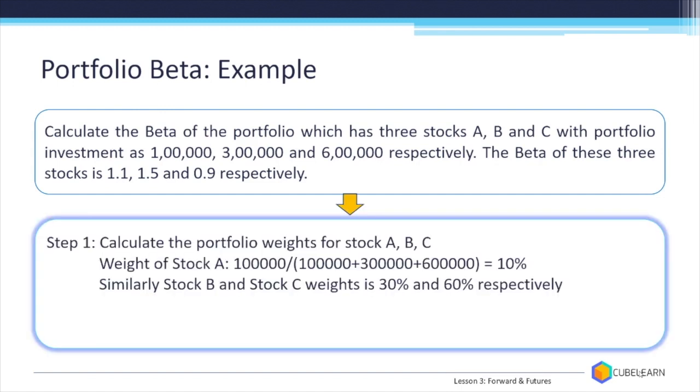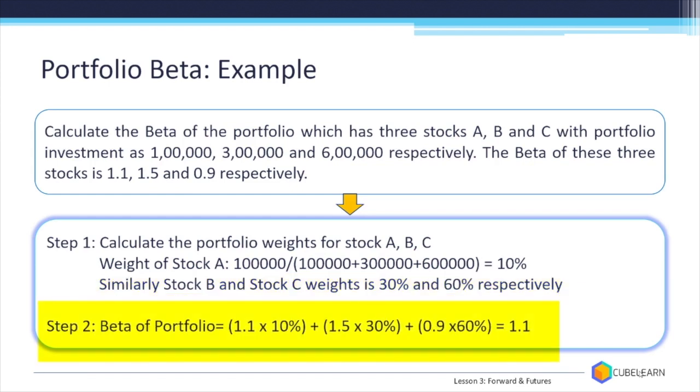We will calculate the portfolio weights for stocks A, B, C. The weight of stock A is 10%. Similarly, stock B and C weights are 30% and 60% respectively. To calculate the beta of the portfolio, we calculate the weighted sum as shown. Portfolio beta is 1.1.